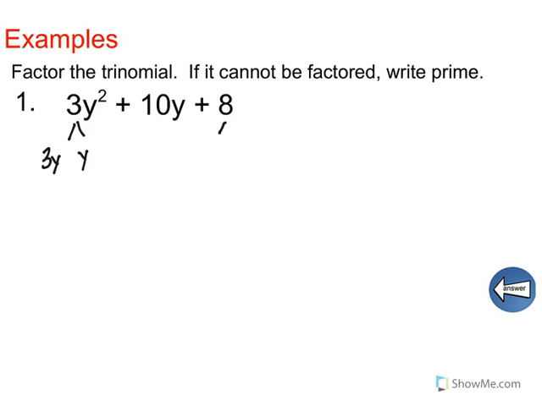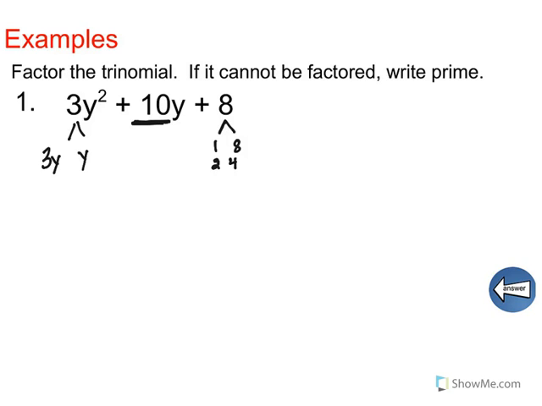We factor the second term, the last term. I know that 8 can be factored into 1 and 8, 2 and 4, and that's it. So I know that these are going to be my factors here. The other thing to keep in mind is this middle term here. If it's positive, the factors need to be positive. If it's negative, the factors need to be negative.